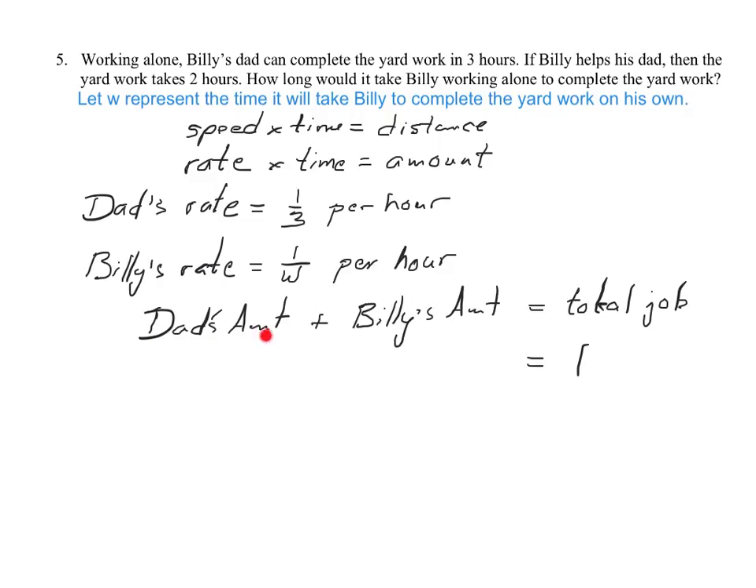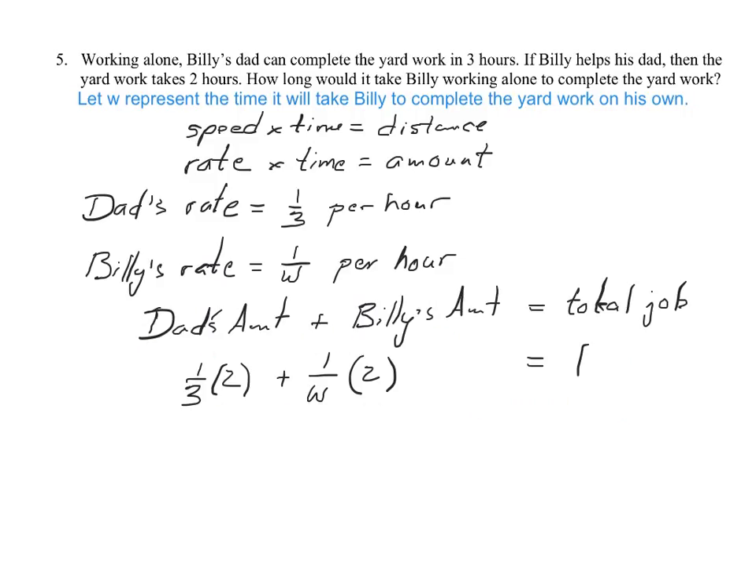Then since I'm looking at amount that Dad does, the amount is going to be his rate times his time. Well, we know Dad's rate is 1/3 of the job per hour. And his time, in this question, we're told that they work together for 2 hours. So his time is going to be 2 hours. To that we'll add Billy's amount. His rate is 1 over W. His time is also 2 hours. And so this gives us an equation that we can solve.